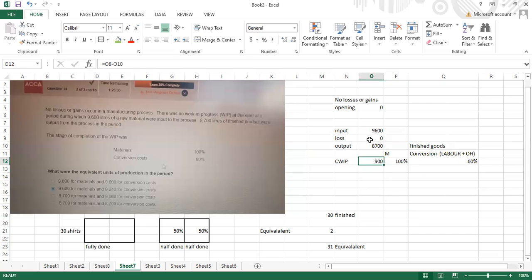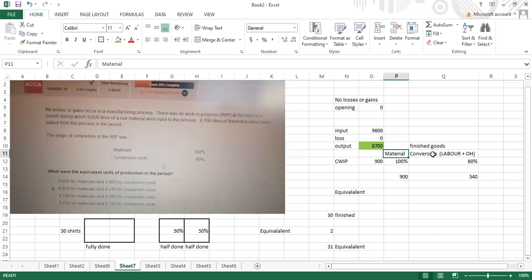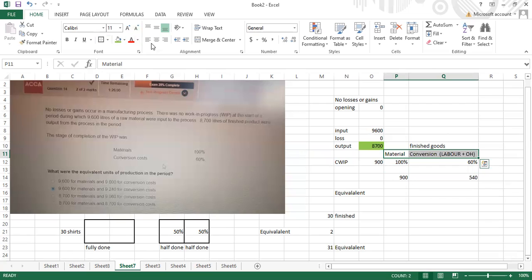Now this is the finished goods, completed. This is the thing you need to remember. And now you will see that from material, let me write here complete. This 900 you are going to multiply with 100%. So it means 100% is completed from material point of view. And this closing work in progress, which is 900, multiplied with 60%. So what do you get? You get 540. So from material point of view, you will say the equivalent units, let me write it in this way.